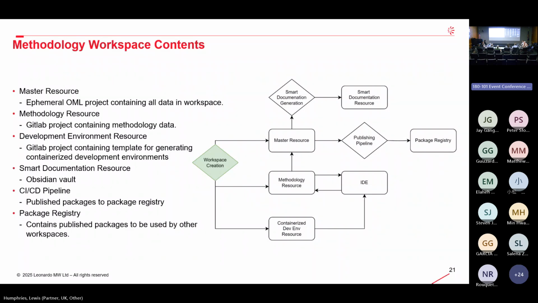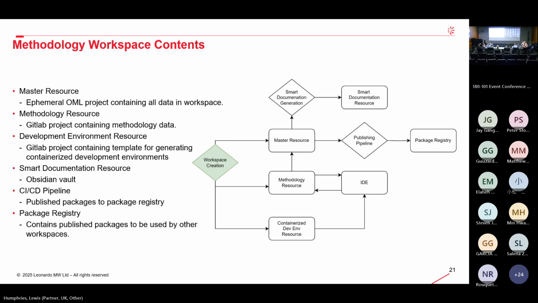Then on top of that, we have a development environment resource. This is another GitLab project containing the various templates needed to spin up new containerized development environments for doing development on the methodology. And then next, we have the smart documentation resource, which in this example is an Obsidian Vault, much in the same way that Maggot showed in his previous presentation.